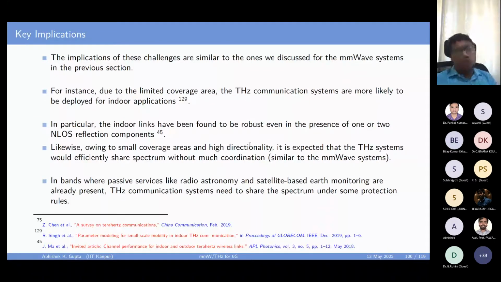Then what are the key applications? In key applications, you can expect that terahertz is more likely to be deployed for indoor applications. For a small coverage and high directionality, it is expected that, similar to millimeter wave systems, terahertz can efficiently share spectrums.